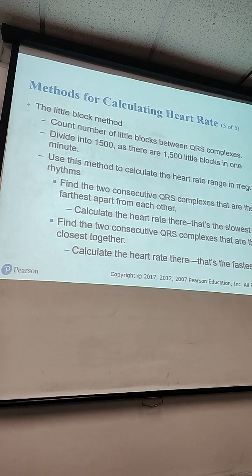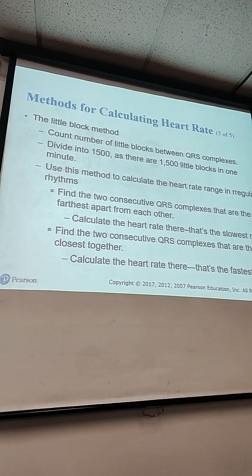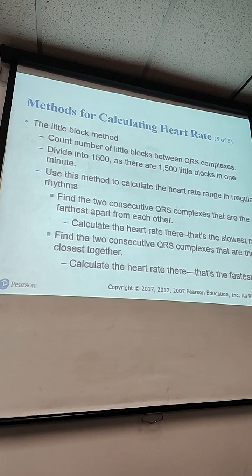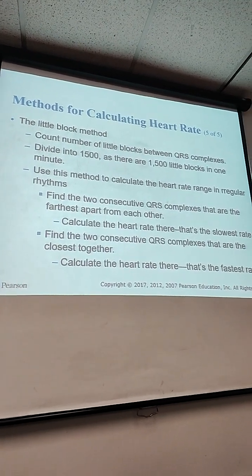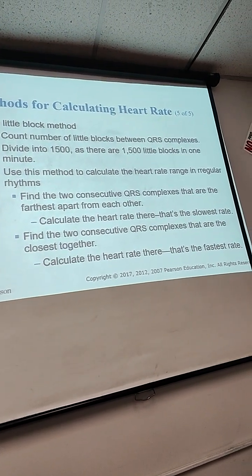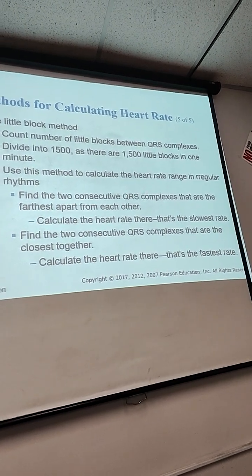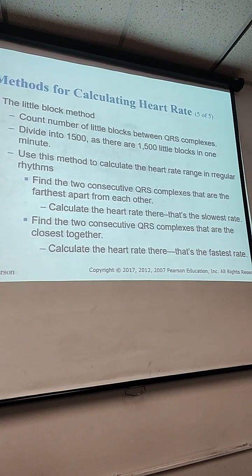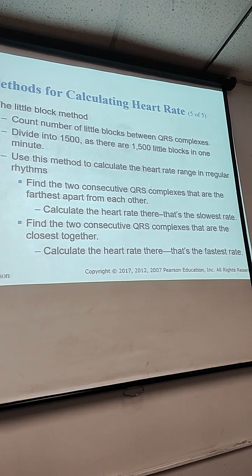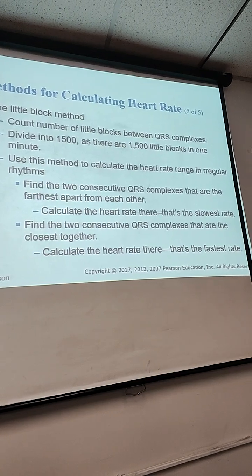So when we have the small blocks, now we are not going to use 300. Why? Because we are going to have 1,500 little blocks in 1 minute. Think about it. We have 1 minute. Doesn't one little box equal 0.04 seconds? Well, yes, but we're not going to use the time. We're going to use the number of little blocks. How many little blocks do we have in one big block? 5. 1, 2, 3, 4, 5.